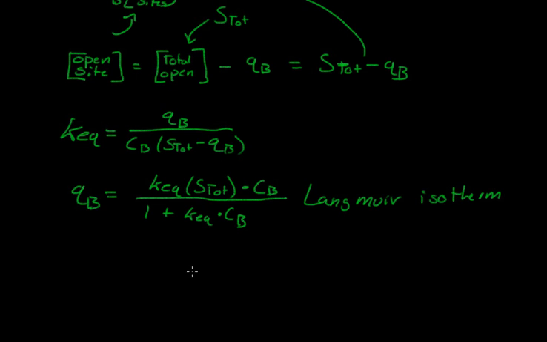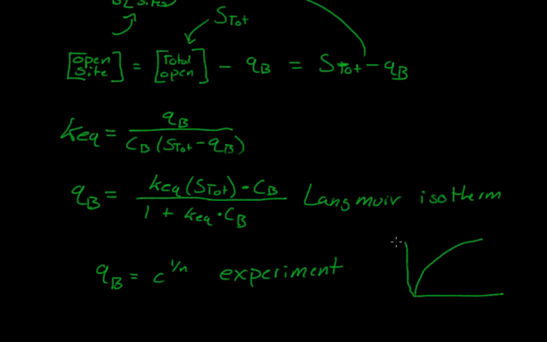Another isotherm is QB is equal to K CB to the 1 over N. And this is the Freundlich isotherm. You can only get this from experiment. And that looks something like this. It's never linear and it never flattens out. It's always got a curve to it. So that's the different types. And in the next video, I'll go a little more in depth into this equation.